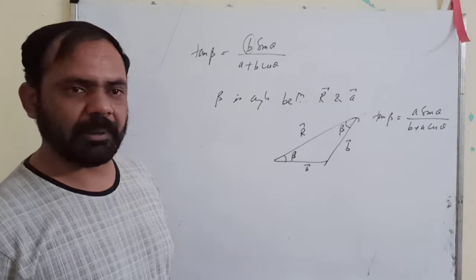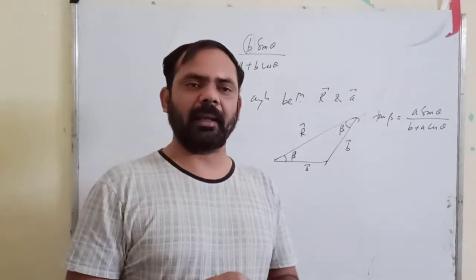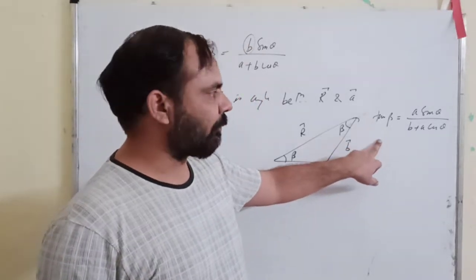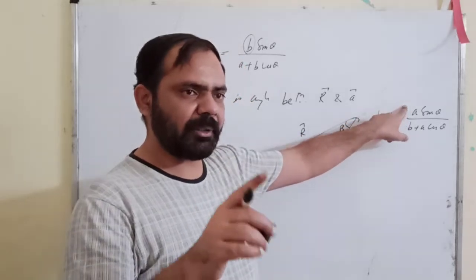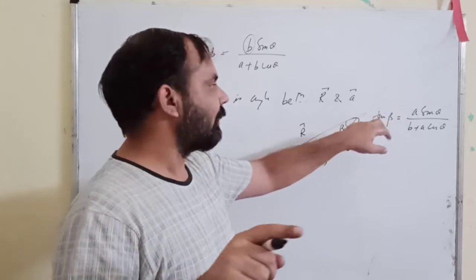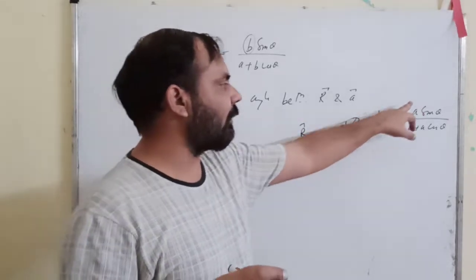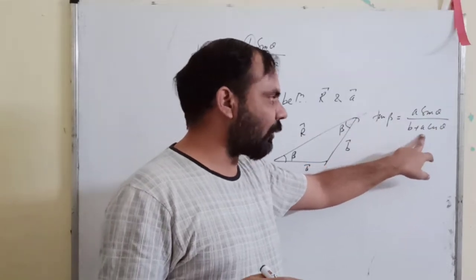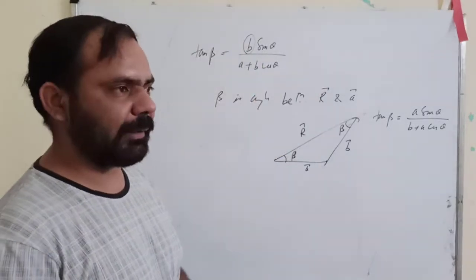Remember this thing particularly when you are finding the direction. Finding the resultant doesn't matter, whichever you take as A or B. But when you are finding the direction, the numerator term is the magnitude of that vector with which you are not finding the angle. So it should be the non-included vector sin theta upon the included vector plus non-included vector cos theta, like this. Okay, I think you can understand this.